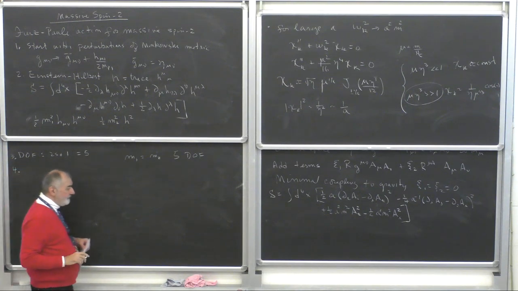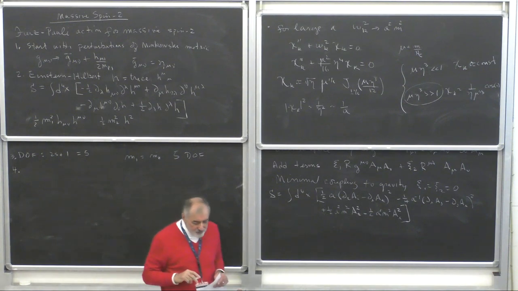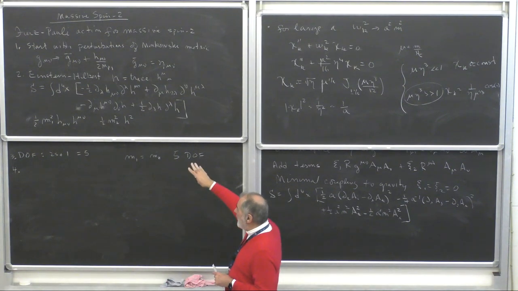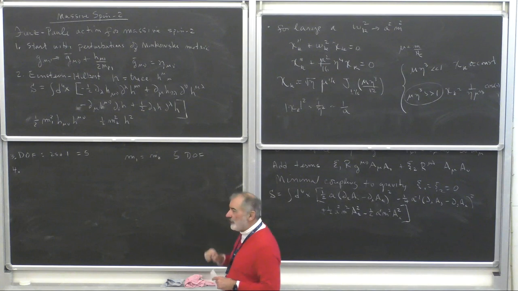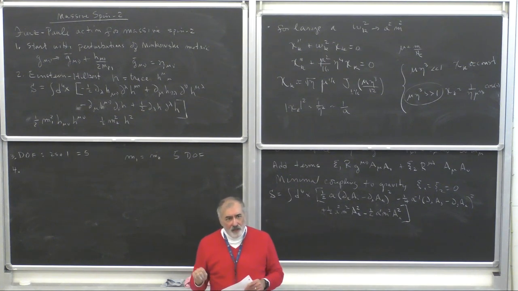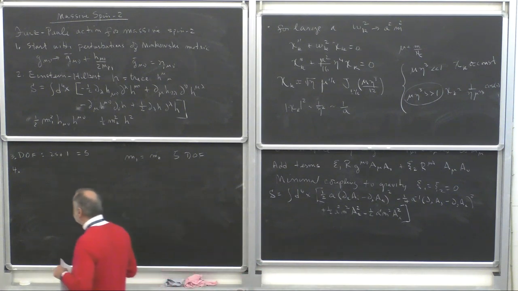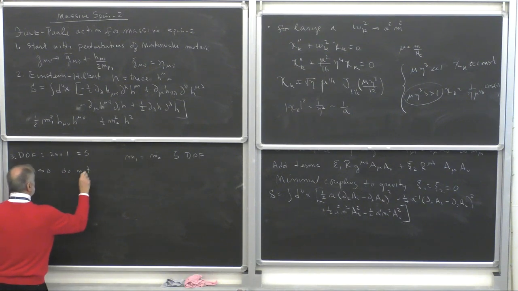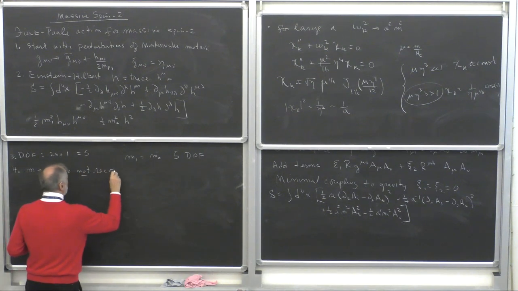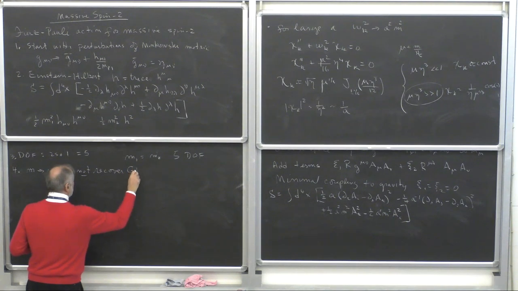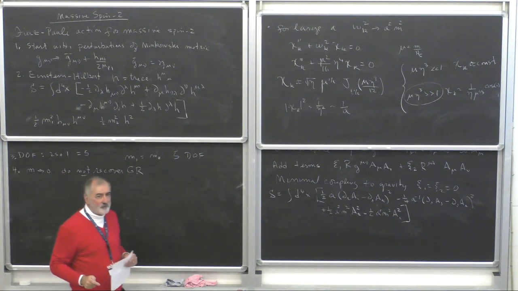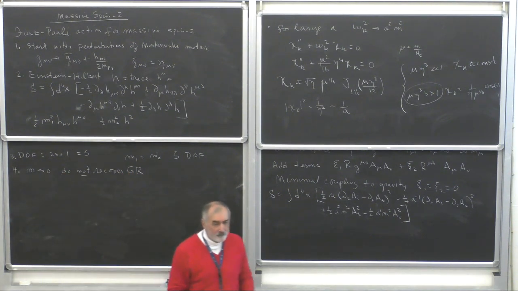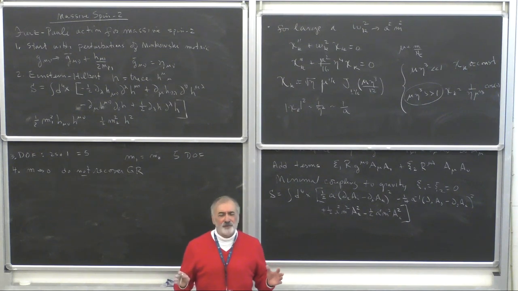One interesting feature is you would think, now let's put these mass terms into the Einstein-Hilbert action. If you take the limit of the mass going to zero, you do not recover general relativity. This may not be a surprise.